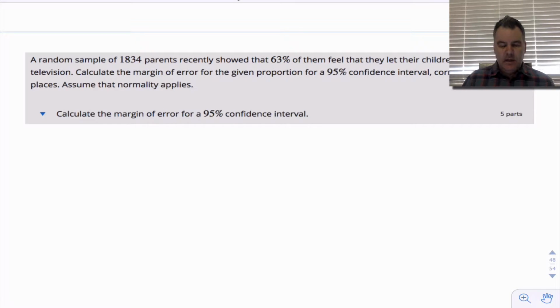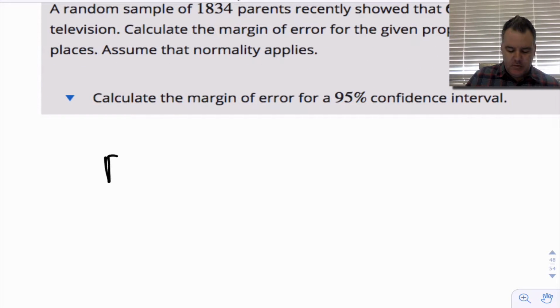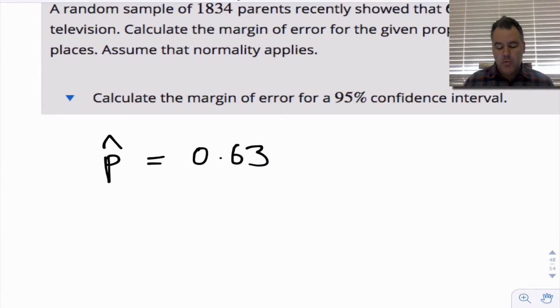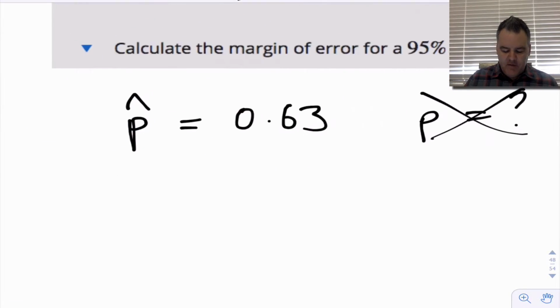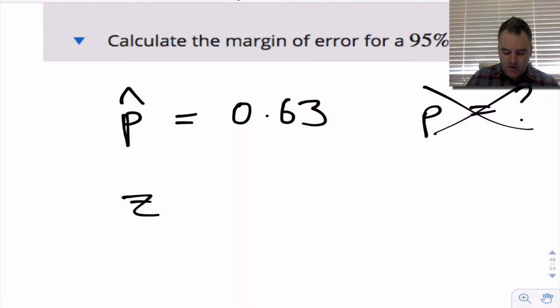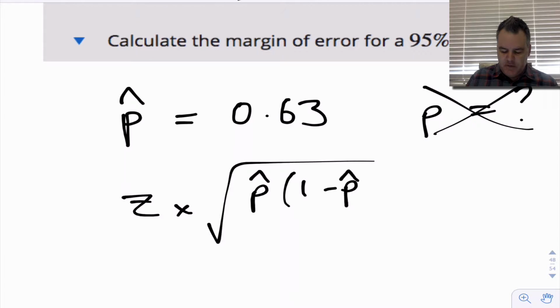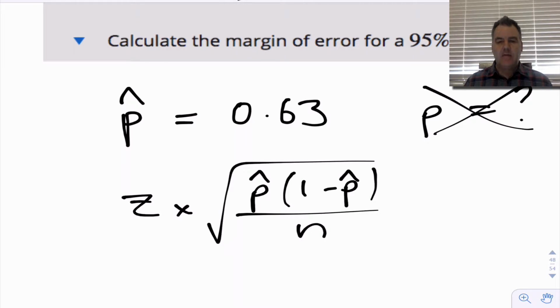So let's work out what we're given here. P hat is 0.63. That's our sample proportion. Remember, we don't know what P is, our population proportion. That's what our confidence interval is trying to estimate. So remember, the margin of error is this part here, z times the square root of p hat times 1 minus p hat over n. That's the margin of error. It's just the distance from the middle to the top or to the bottom of our confidence interval.